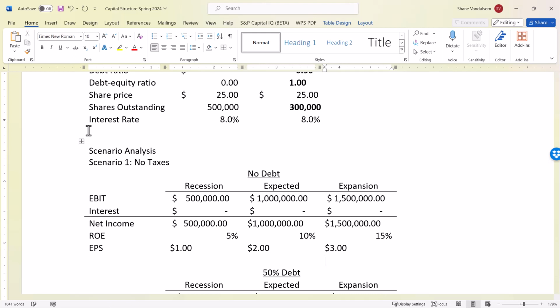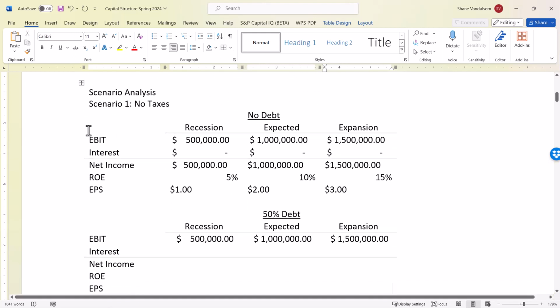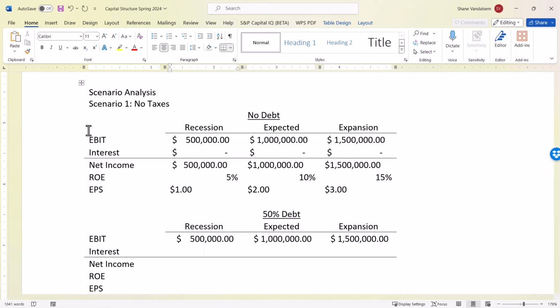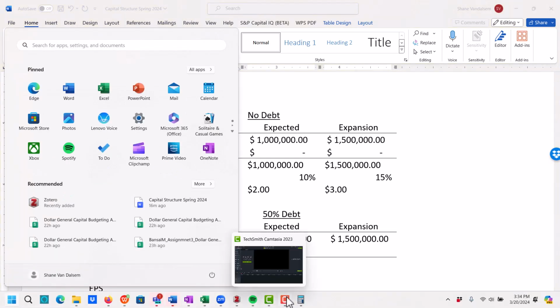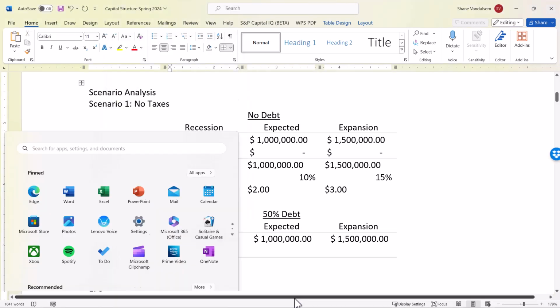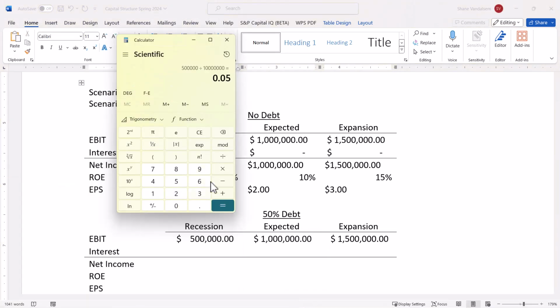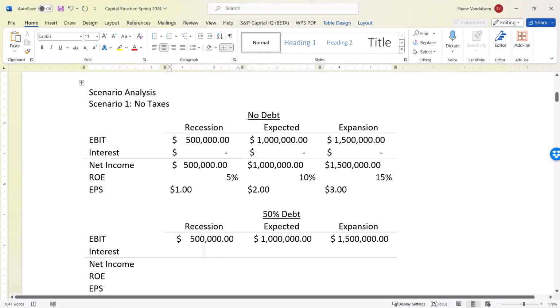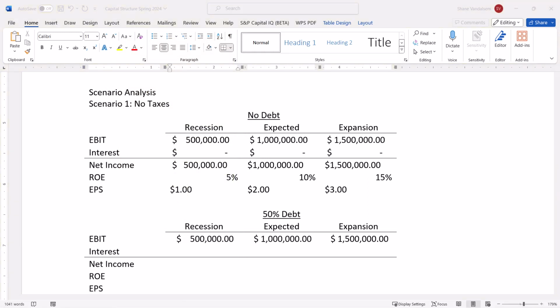Now we're going to look at the second, the proposition here is that we're going to take out $5 million in debt. And since our interest rate is 8% on $5 million in debt, we can calculate what our interest expense would be. So we're going to take 0.08, our interest rate, multiplied by our amount of debt of $5 million, and we get $400,000. So our interest expense, regardless of the situation with the economy, is going to be $400,000.